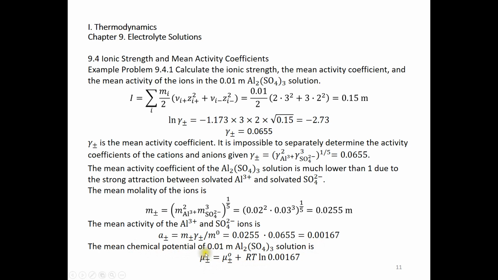This mu is the non-standard mu. This mu is the standard mu. What's the difference? The difference is RT times the natural logarithm of the mean activity, which was computed to be 0.00167. Plug it in here.